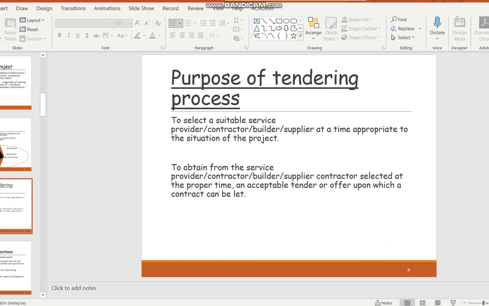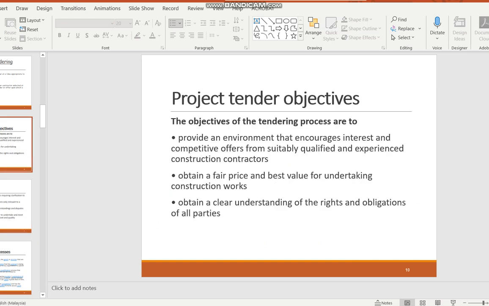So what is the purpose of tendering? You really want to get the best value service from the service provider, from the contractor, from the supplier. You want to get the best price. You want to put them in a competitive environment to offer the best value for the work to be undertaken. Also, you put out all your terms and conditions and get your service provider to understand them beforehand, so they're coming in with open eyes. So there's no reason for dispute later. That is the purpose and object.